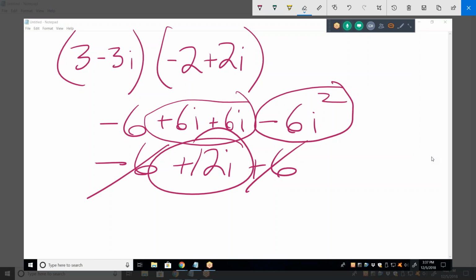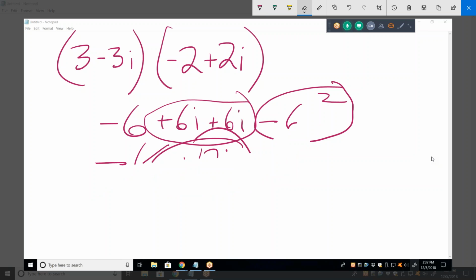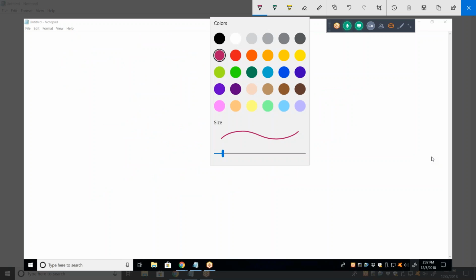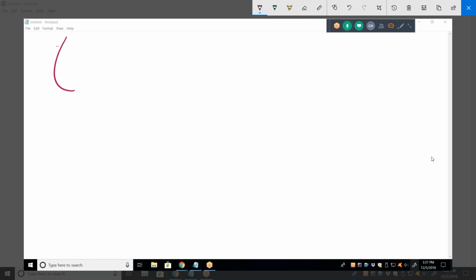I'm going to see if I can do this one on my own. Which one? Is it another one? It's another one. 4 minus 2i times 4 minus 2i times -5 plus 4i.